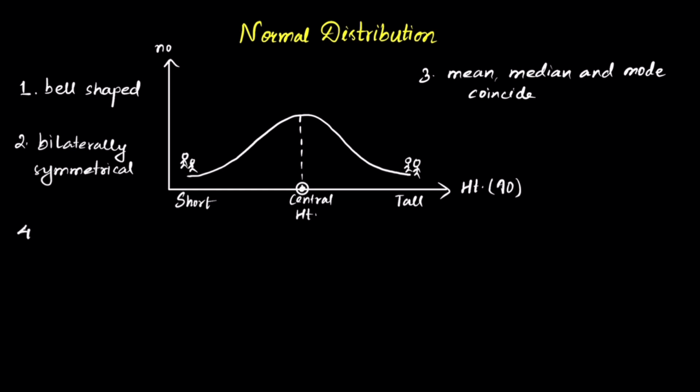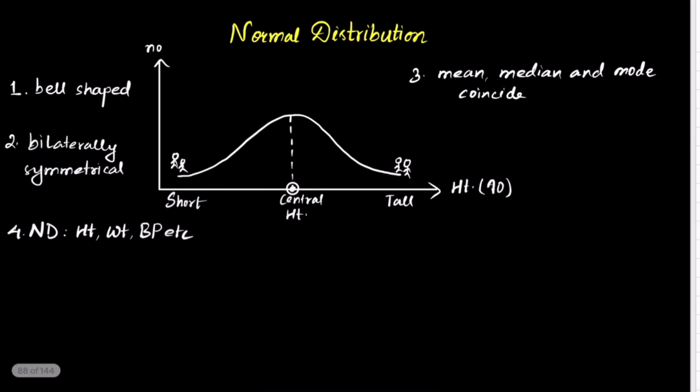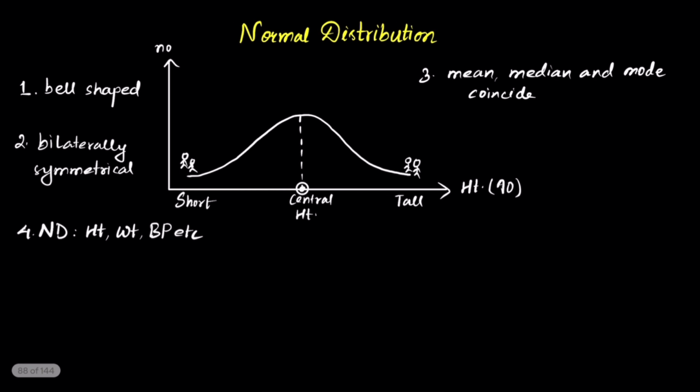Property number 4. Normal distribution is seen for various types of variables that are present in nature. For example, for height, for weight, for blood pressure, etc. Then for normal distribution, there are two different aspects that you need to know. First is the central tendency, and the second is the standard deviation.